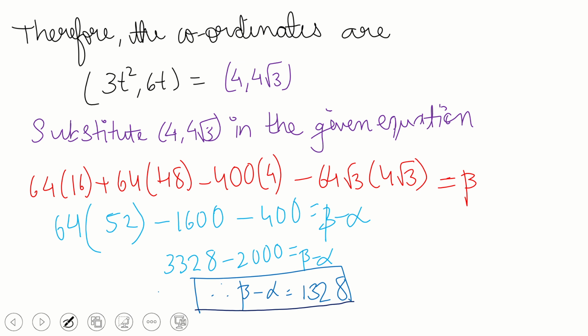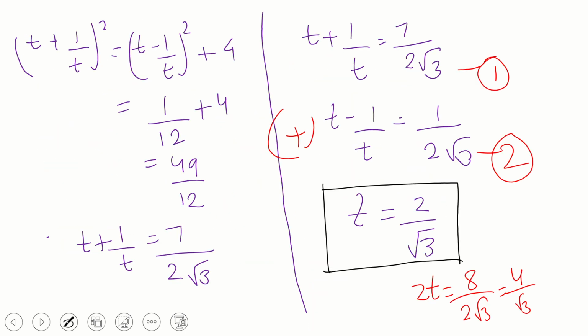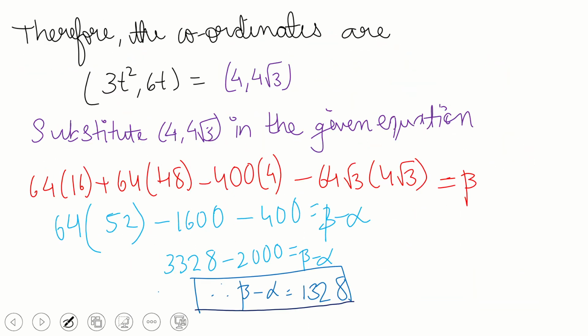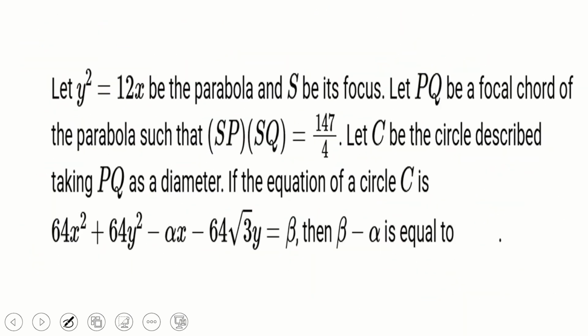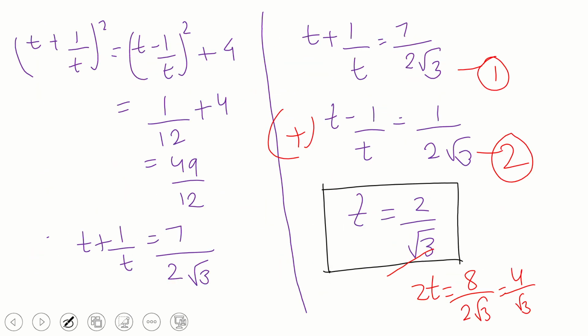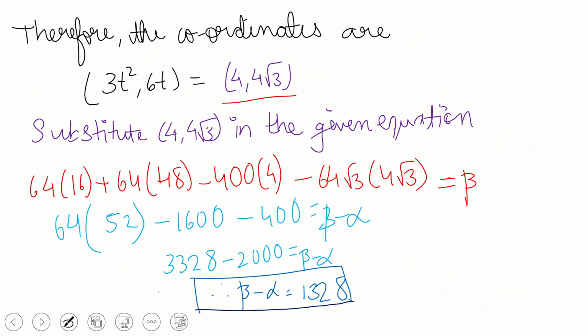Now the coordinates are 3t square and 6t. Substituting the value of t, that is 2 by root 3, you will get 4 and 4 root 3 as the coordinates. Now these coordinates are basically nothing but the x and y of this equation. So on substituting these coordinates in that equation, you will get the value of beta minus alpha as 1328.